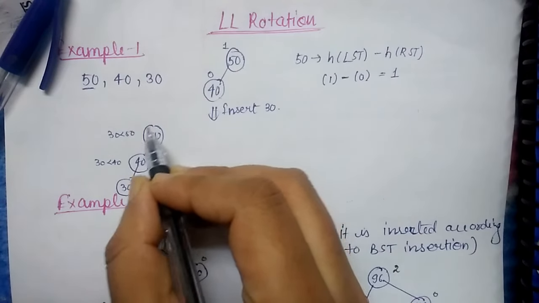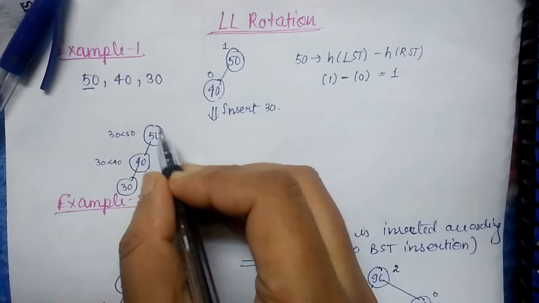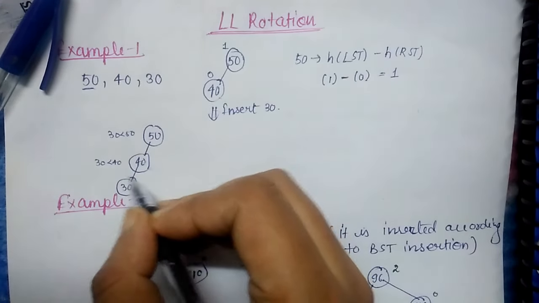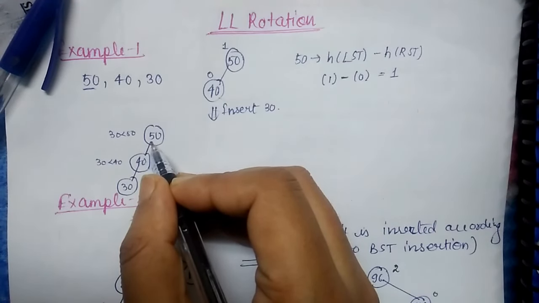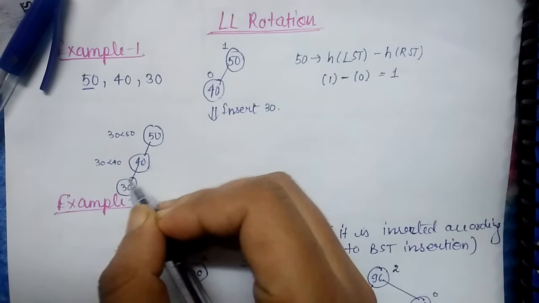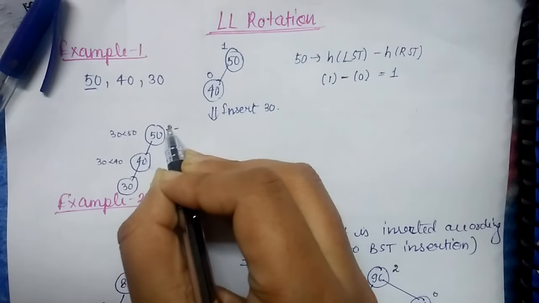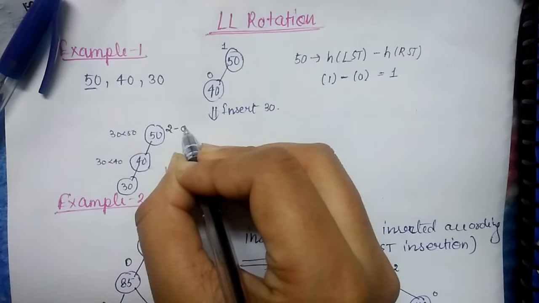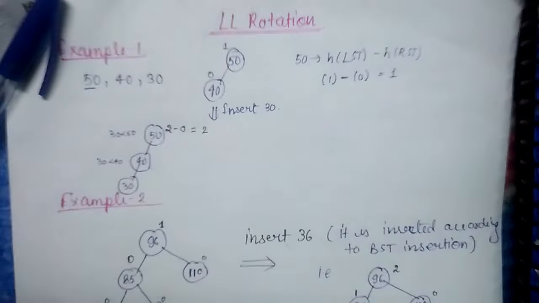Now if we calculate the balance factor of 50, what is the height of the left subtree? From 50 you can go maximum up to 30. So the maximum height of the left subtree of 50 is 1 and 2, that is 2, minus the height of the right subtree. In the right subtree there is no node, so the height of the right subtree is 0. So the balance factor of 50 is 2.